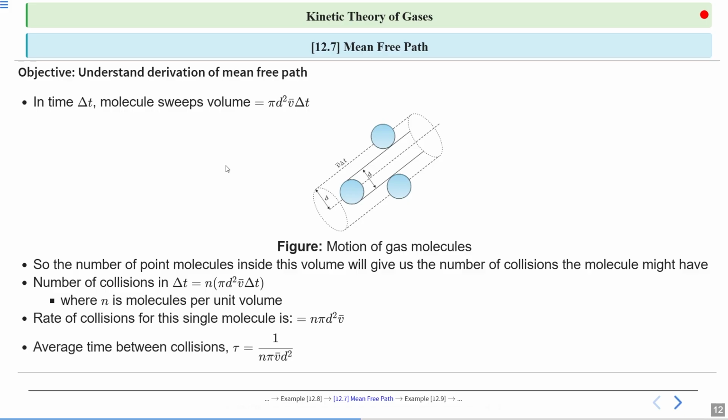The average time between collisions is denoted as tau. This is calculated as tau equals 1 upon n pi v bar d squared. Understanding tau is important as it gives a measure of the mean free path, or the average distance a molecule travels between collisions. Alright.